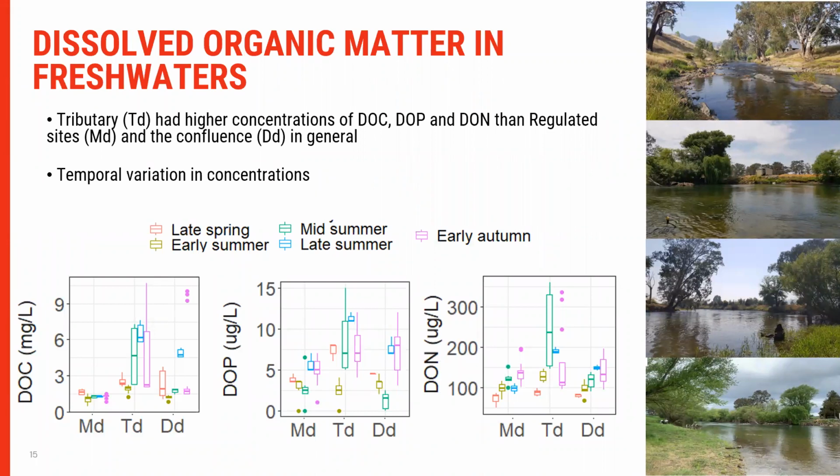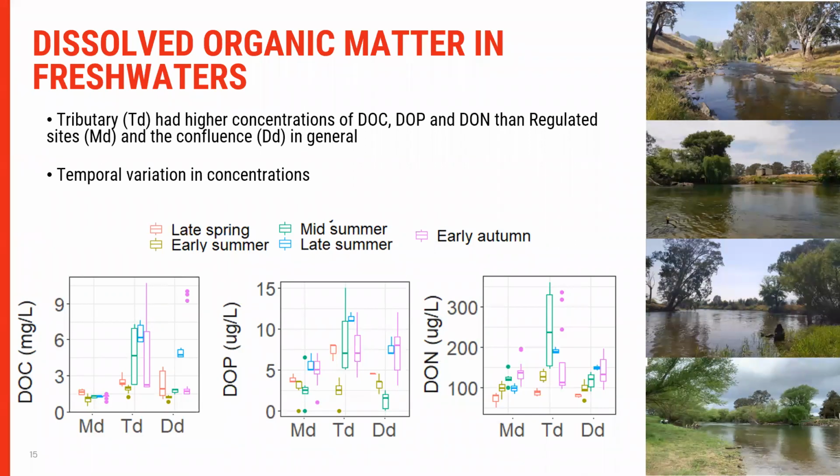I'll focus on just a small proportion of the results. I'll focus on the dissolved organic matter in the microbial communities as well as the productivity results today. But basically what we did is measured concentration and the composition of dissolved organic matter within these systems. And what we found is that the tributary site had high concentrations of DOC. So tributary is TD. I don't know, my students should have chosen better acronyms, but that's okay.